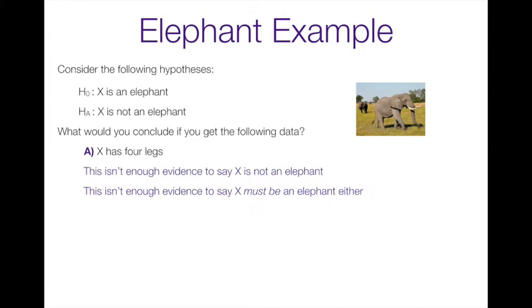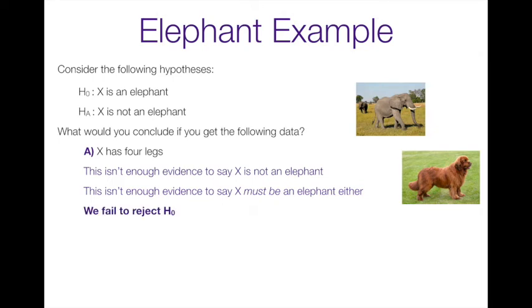And this isn't enough evidence to say that it has to be an elephant either, right? Plenty of other things have 4 legs. Dogs, for example, have 4 legs. So we can't say that it isn't an elephant, but we can't say that it is an elephant either. So all we can say is we fail to reject the idea that it's an elephant.